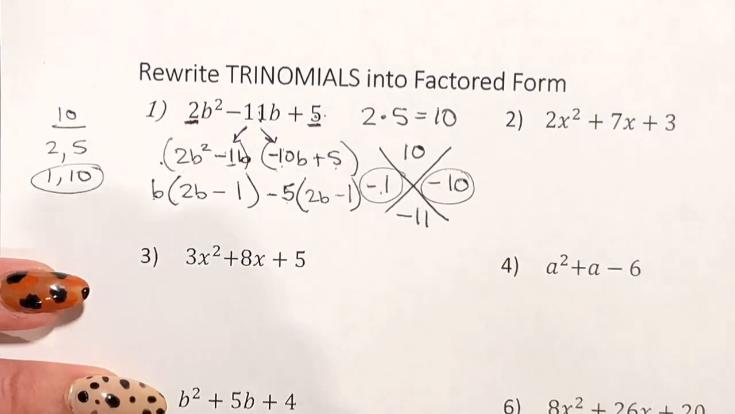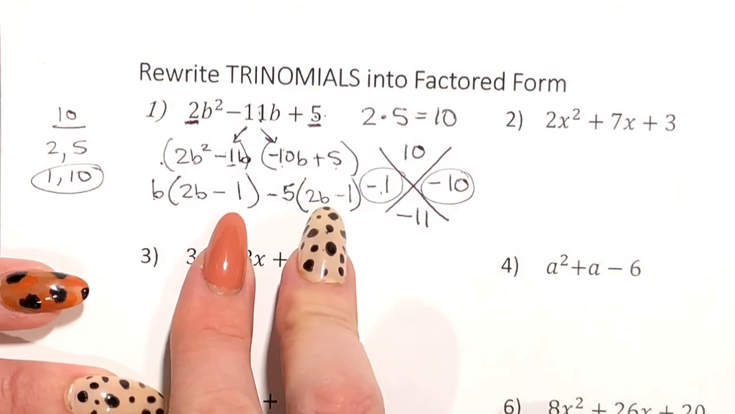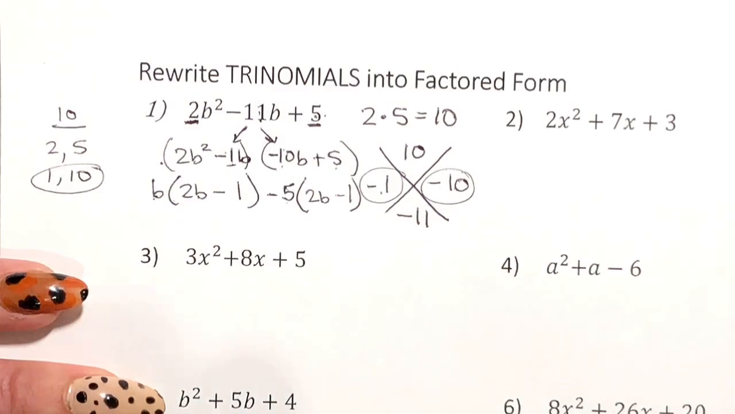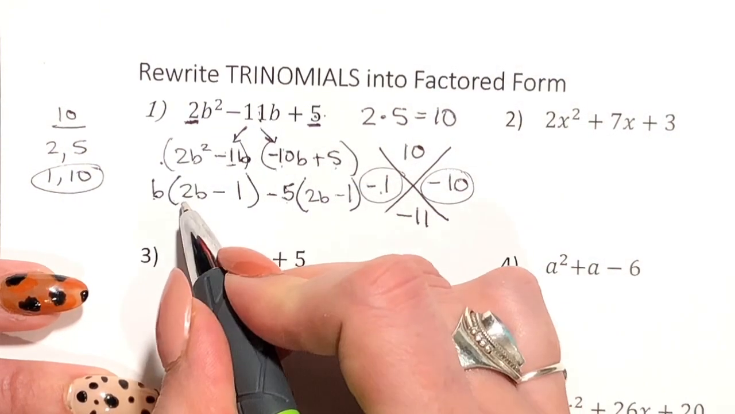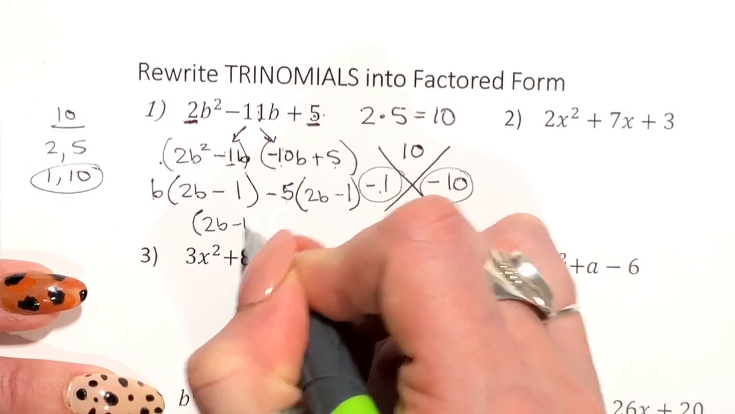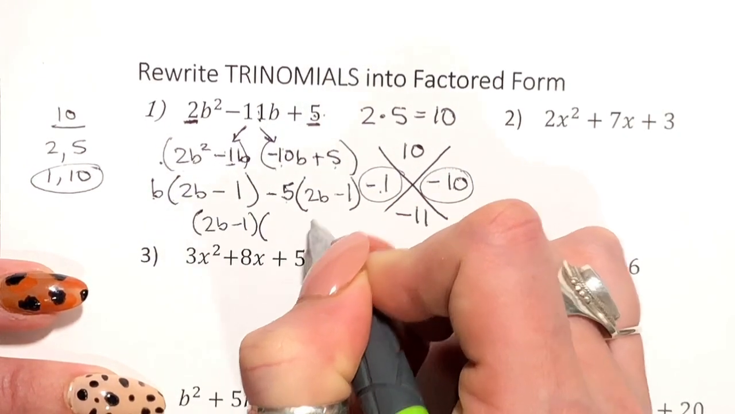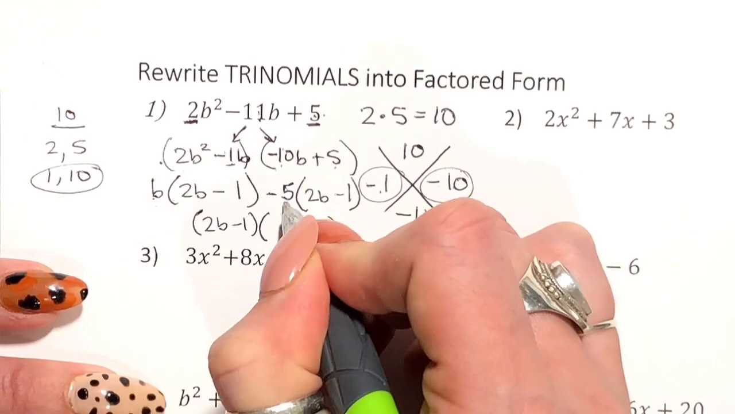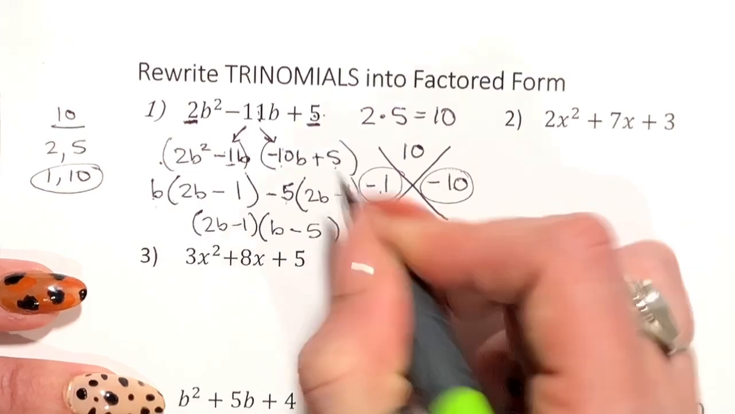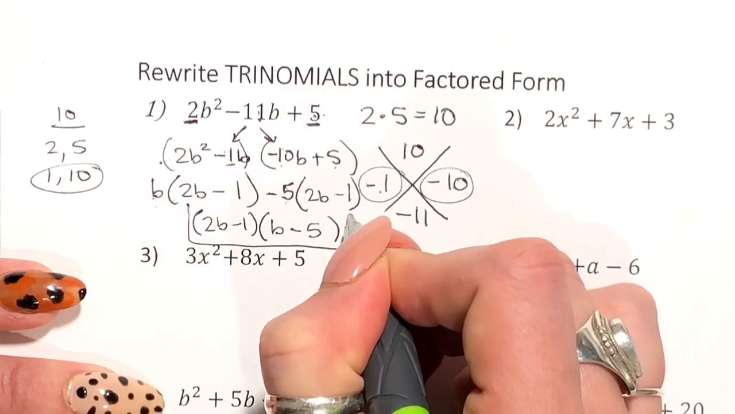And remember, our checkpoint is to make sure those 2 middle groups match, which they do. We have 2b minus 1 and 2b minus 1. So that means we did it right, and we're ready to write our answer. So to write your answer, you're going to take one of the matching groups, 2b minus 1. And then on the inside of the second group, you're going to put the 2 greatest common factors from out front. So we have b minus 5. And that's your answer.